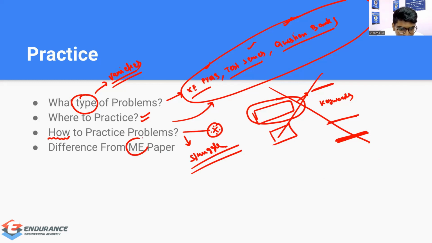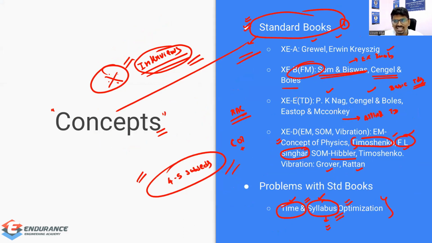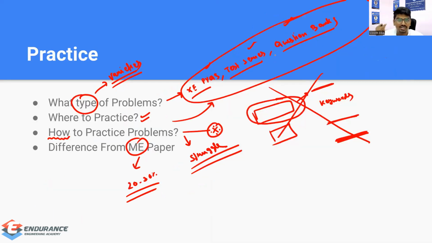And how it is different from any paper, for those who are mechanical engineering students, there will be a drastic difference, at least some 20 to 30%. And this 20 to 30% difference, you might be seeing it in the syllabus also. There are a few places, for example, in fluid mechanics, there will be some syllabus differences. In TD, there will be a minute syllabus difference. And in XE-A, that is in mathematics, there will be some syllabus difference.